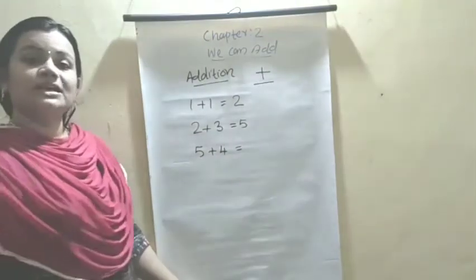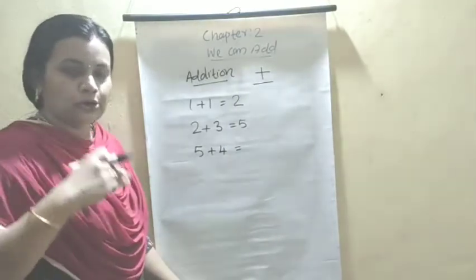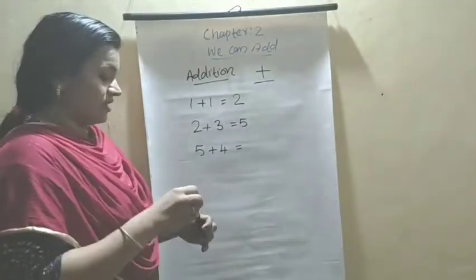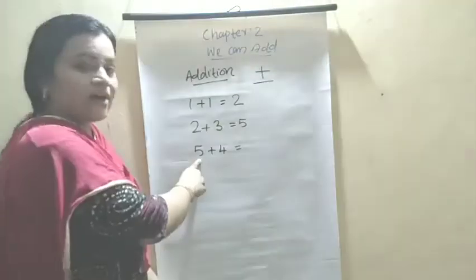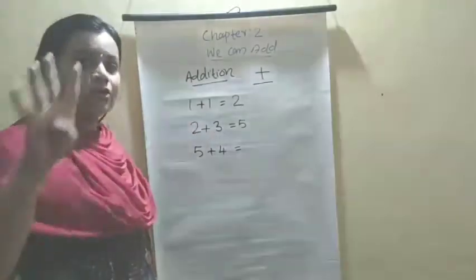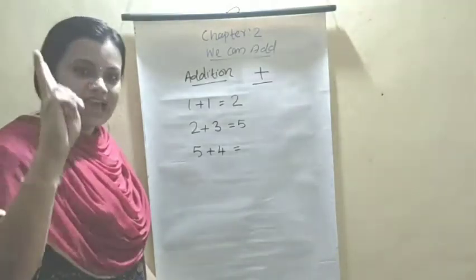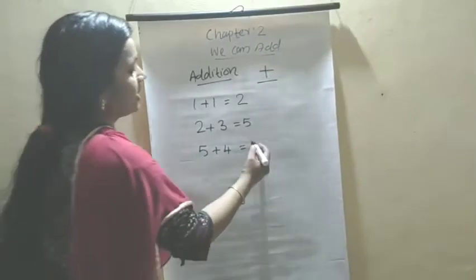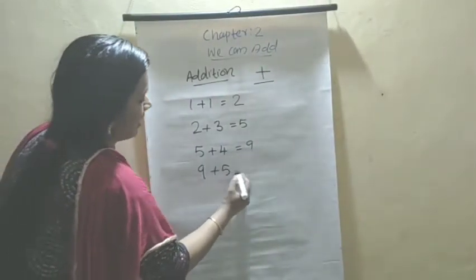Then we write 5 plus 4. How do we get 5 plus 4? Keep 5 in your mind, take your 4 fingers, and count after 5: 6, 7, 8, 9. What is the answer? 9.